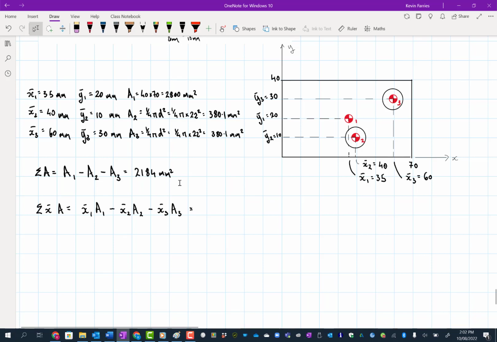And similarly, when you're looking for the sum of y position times the area, it's going to be y1 a1, take away y2 a2 because we're removing that shape, take away y3 a3. So I'll just calculate those, and then we'll just get our final answer.